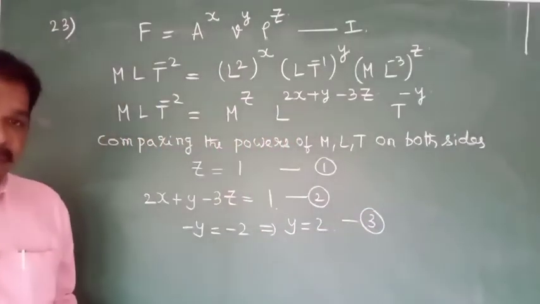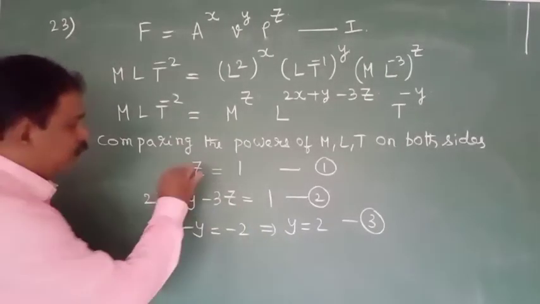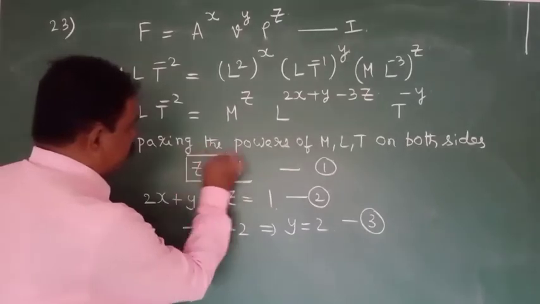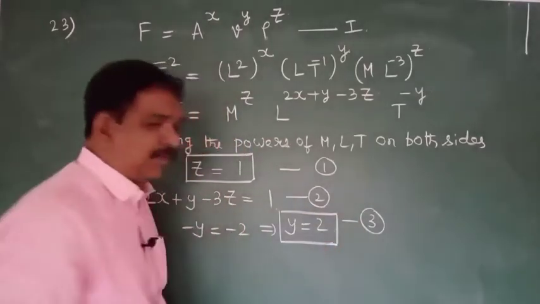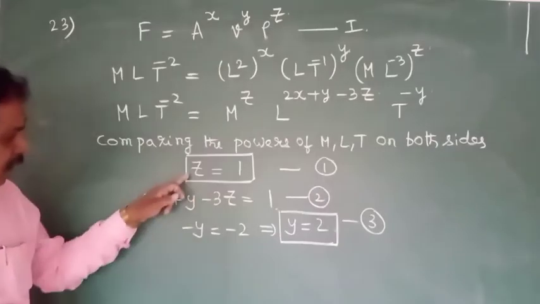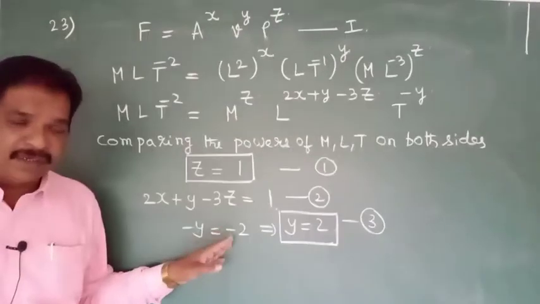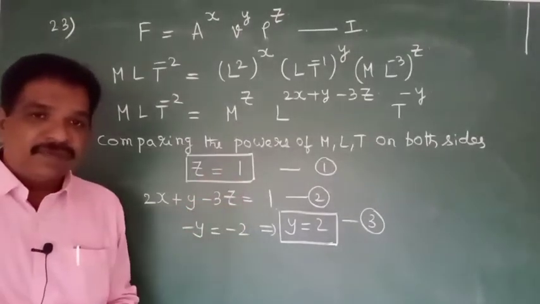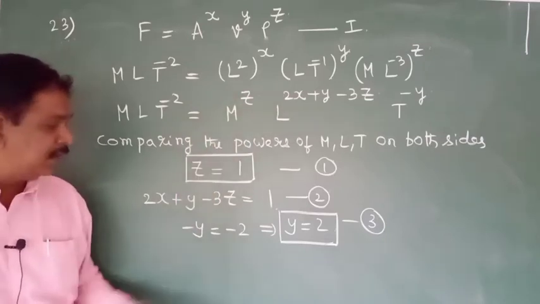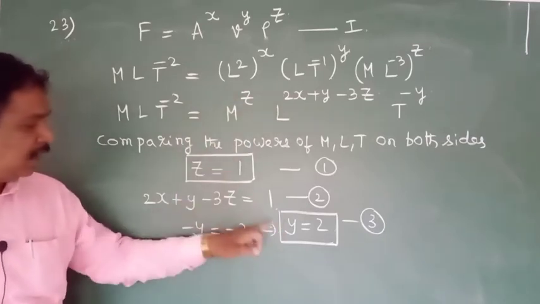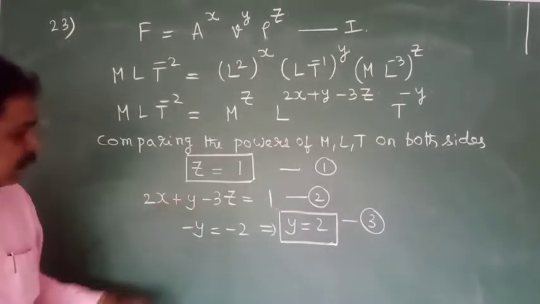So just by comparing, we got the z value and we got the y value. We got z is equal to 1. We got y is equal to 2. Or otherwise, if here also some x plus y something came, by solving those equations, we have to get the values of x, y, z. Substitute the z and y values in this. What we will get, just check.